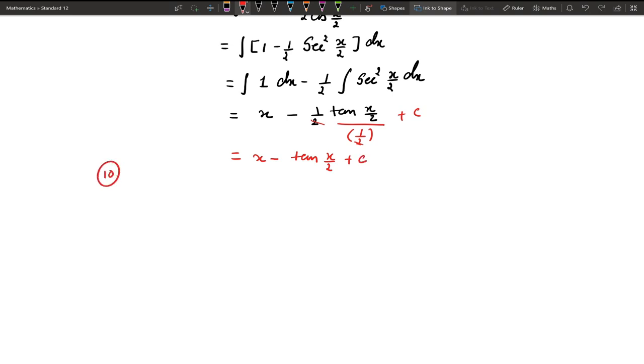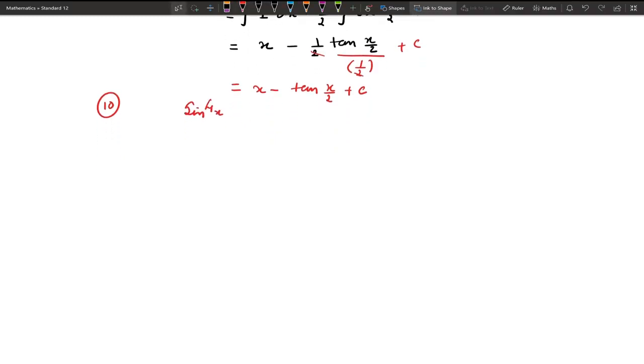10th one, integrate sine raised to 4x. We have already discussed how to integrate sine raised to 4x. So you have to remove the power. Sine raised to 4x can be written as sine raised to 4x cos raised to 4x. We have already discussed the method of how to integrate this thing. Angle may be different. Write down sine square x into sine square x.